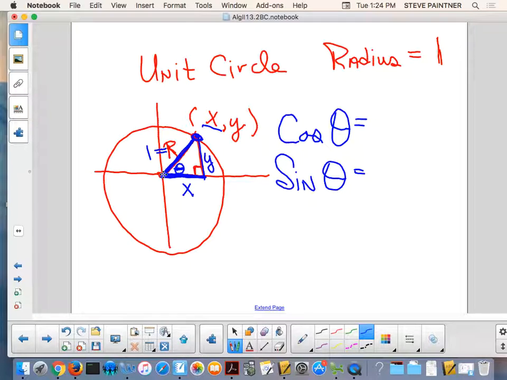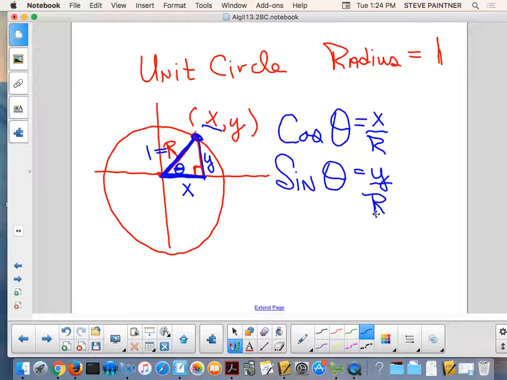Okay? Now, answer this question. What's cosine of theta? Look at your triangle. What is it? It's adjacent over hypotenuse. But that's what? It's x over r. This side adjacent, this side hypotenuse, x over r. So now cosine becomes the x value over the radius, where sine will become the y value over the radius. y over r. Yep. Okay.